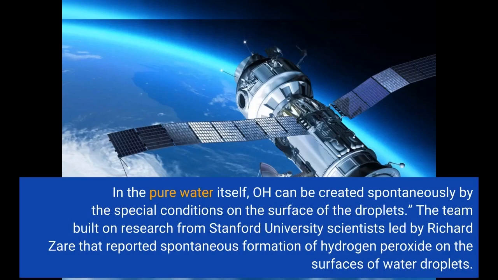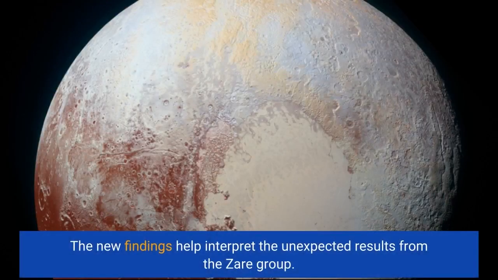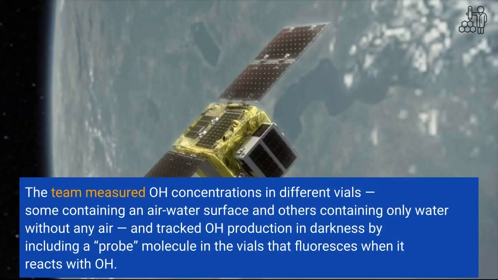The team built on research from Stanford University scientists led by Richard Zare that reported spontaneous formation of hydrogen peroxide on the surfaces of water droplets. The new findings help interpret the unexpected results from the Zare group. The team measured OH concentrations in different vials, some containing an air-water surface and others containing only water without any air, and tracked OH production in darkness by including a probe molecule in the vials that fluoresces when it reacts with OH.